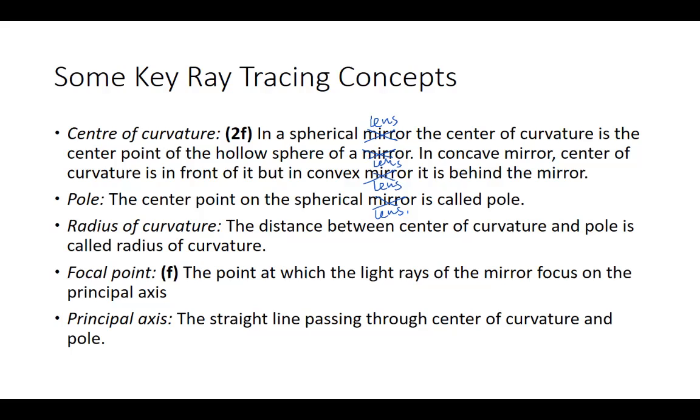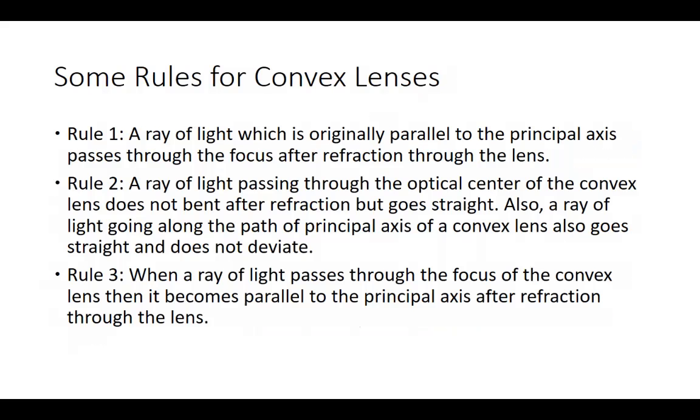Again, there's a lot in common when we look at this versus the mirrors that we did in part one. The rules are similar, but not exactly the same. So for convex lenses, which we're going to start with, remember that these convex ones are the converging lenses. Rule number one: a ray of light which is originally parallel to the principal axis passes through the focus after refracting through the lens.